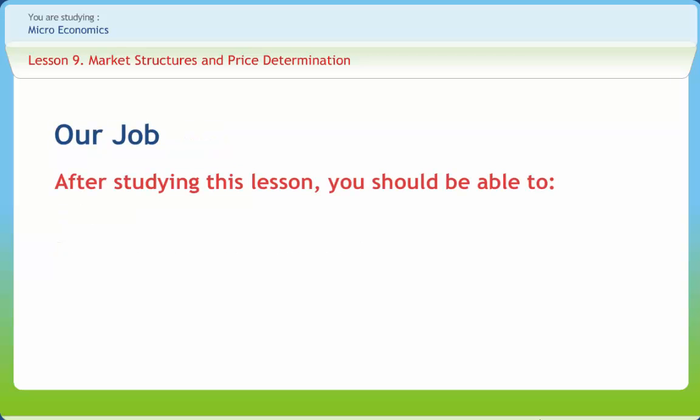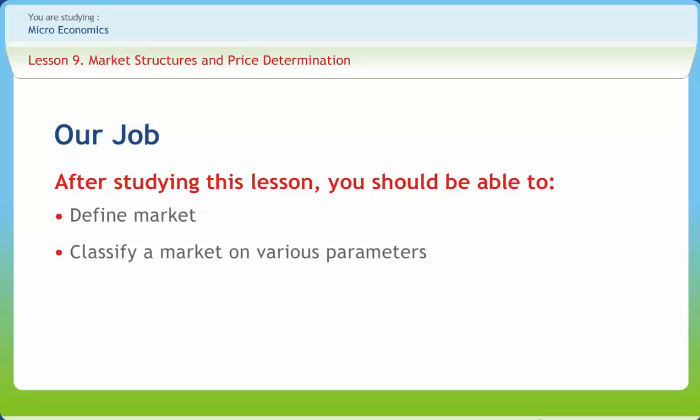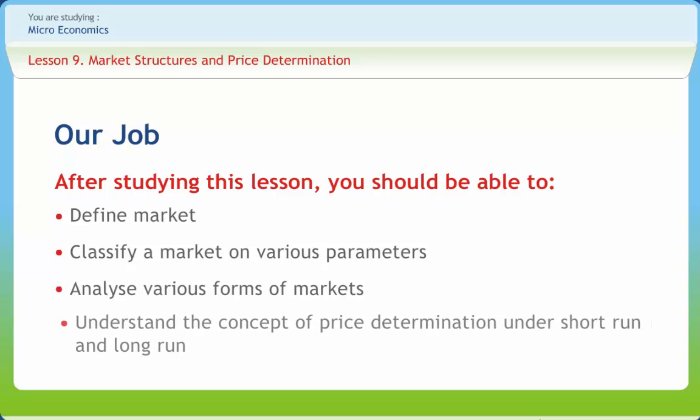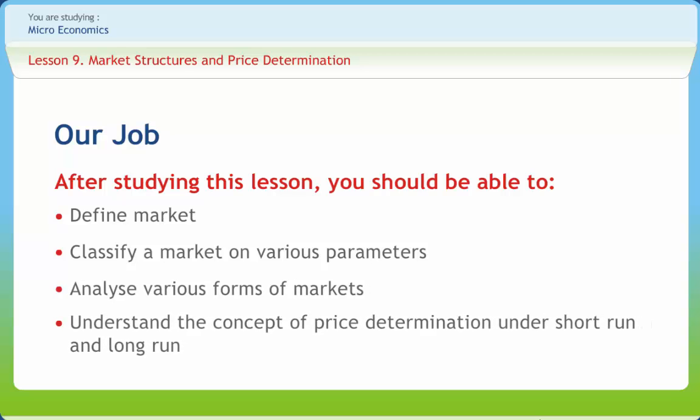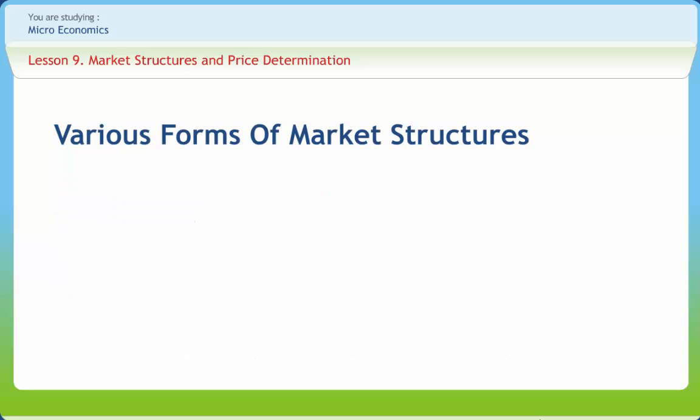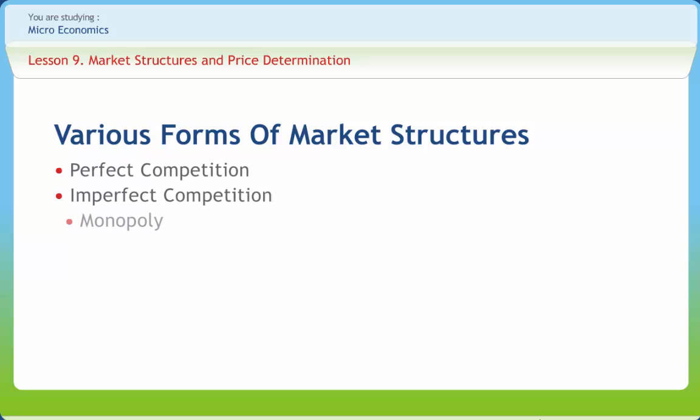After studying this lesson, you should be able to define market, classify a market on various parameters, analyze various forms of markets, understand the concept of price determination under short run and long run. Now we can discuss various forms of market structure. They can be classified as perfect competition, imperfect competition, monopoly.